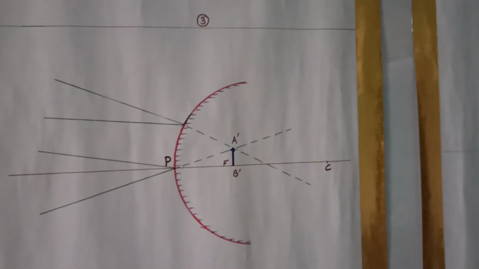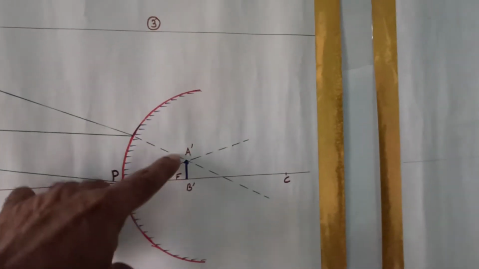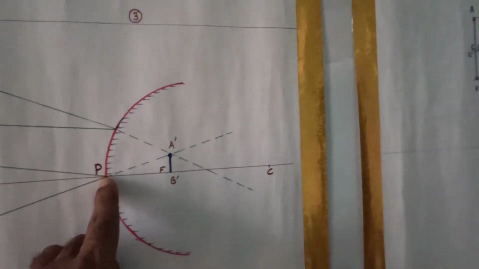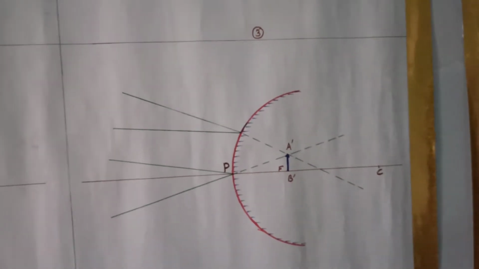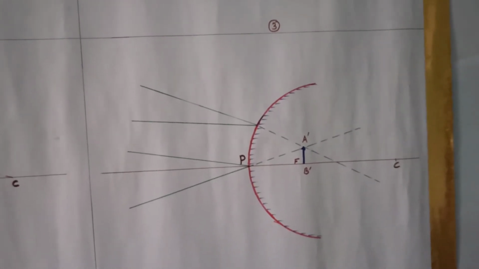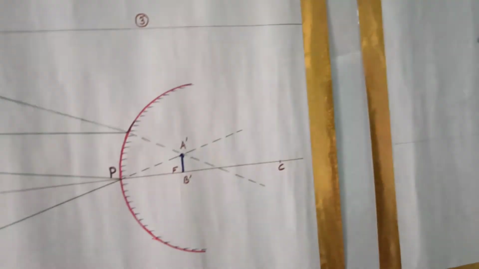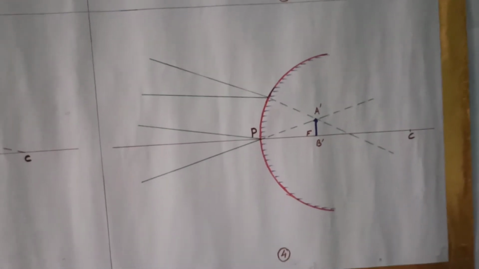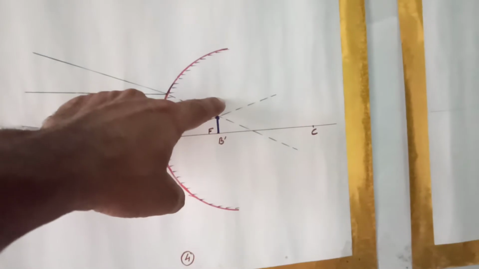Behind the mirror at the focus F, that is A'B' is the position of the image at F, but behind the mirror. Since the image is formed behind the mirror, the nature of the image is virtual, and the image is formed above the principal axis and hence it is erect. So together we can say the nature of the image is virtual and erect.